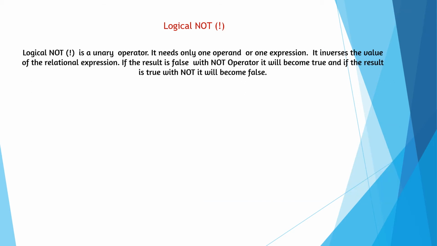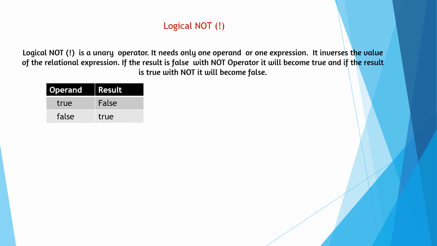The last logical operator is logical NOT. Logical NOT is a unary operator. It needs only one operand, that is, one expression. It inverts the value of the relational expression: if the result is false, with the NOT operator it will become true, and if the result is true, with the NOT operator it will become false. So here we can see the example. If the actual result is true and you put the NOT sign, the result will become false. And if the actual result is false, with the NOT sign it will become true.